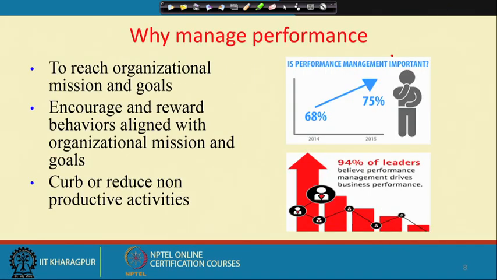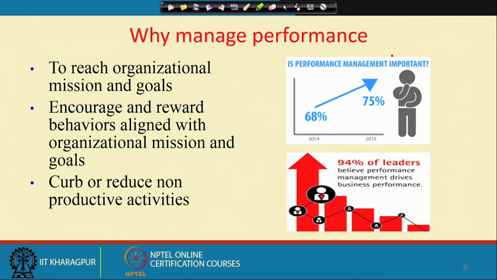Now, another issue is why we are going to manage performance. Based on these discussions, we have found that it is very important to manage performance. If you are not able to manage performance, then it is very difficult to achieve goals and objectives of the organization. You cannot encourage and reward behavior, because if the performance is not good, then it is very difficult to reward those employees, because performance is linked with the reward, and you also need to ensure that the individual behavior is aligned and contributes to the goals and objectives of the organization.